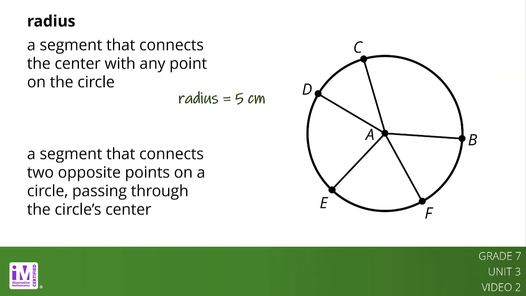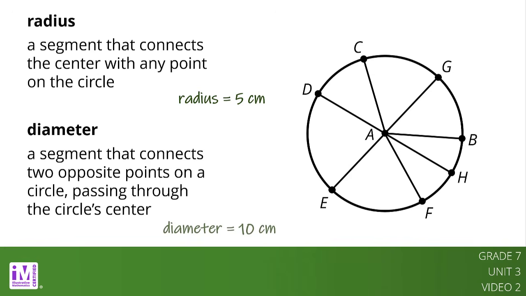A segment that connects two opposite points on a circle, passing through the circle's center, is called a diameter. Segments EG and DH are both diameters of this circle. All diameters in a given circle have the same length, because they are each composed of two radii. For this reason, people also refer to the length of such a segment as the diameter of the circle. We can say that the diameter of this circle is 10 centimeters.